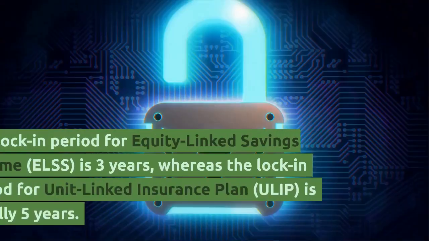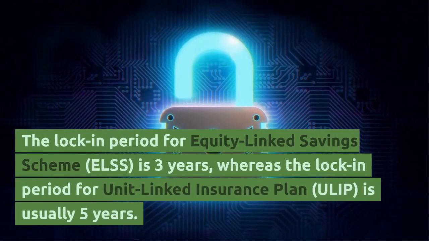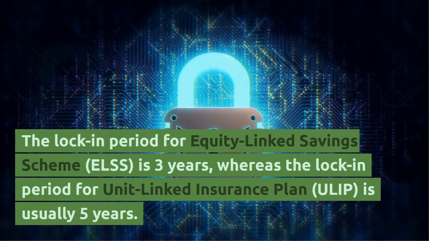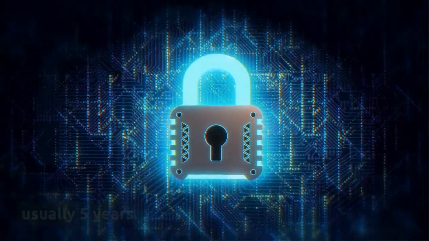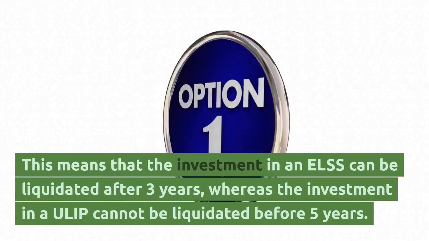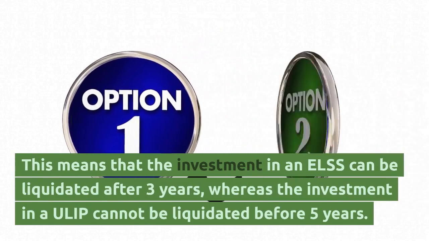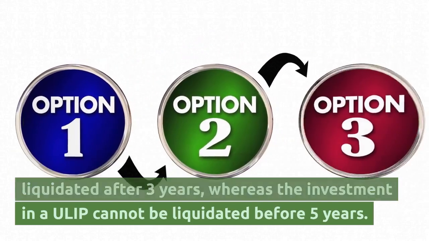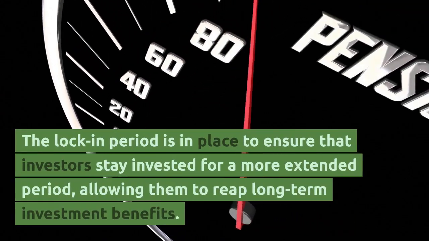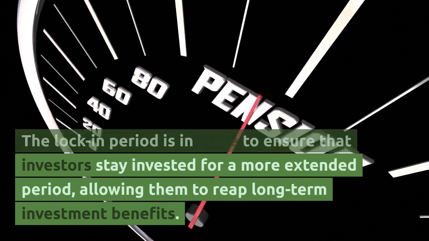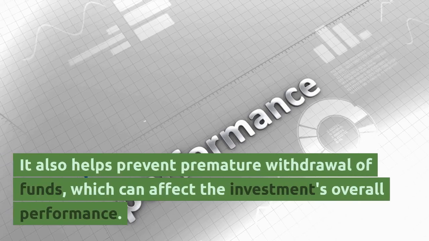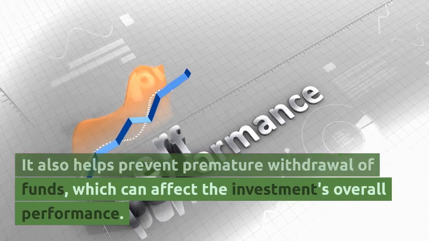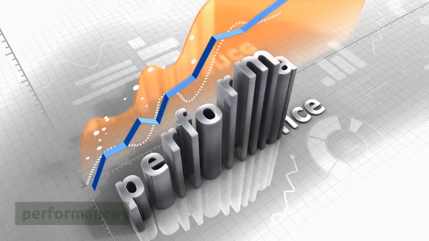Lock-in period. The lock-in period for equity-linked savings scheme, ELSS, is 3 years, whereas the lock-in period for unit-linked insurance plan, ULIP, is usually 5 years. This means that the investment in an ELSS can be liquidated after 3 years, whereas the investment in a ULIP cannot be liquidated before 5 years. The lock-in period is in place to ensure that investors stay invested for a more extended period, allowing them to reap long-term investment benefits. It also helps prevent premature withdrawal of funds, which can affect the investment's overall performance.